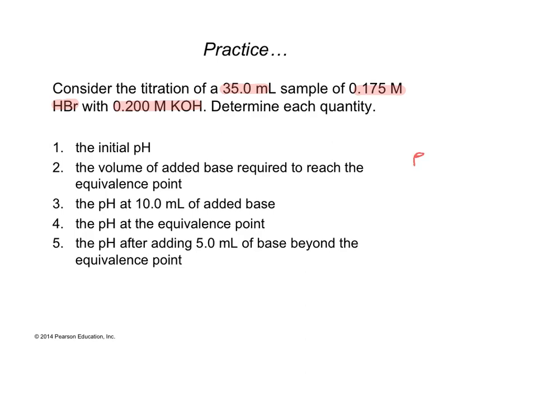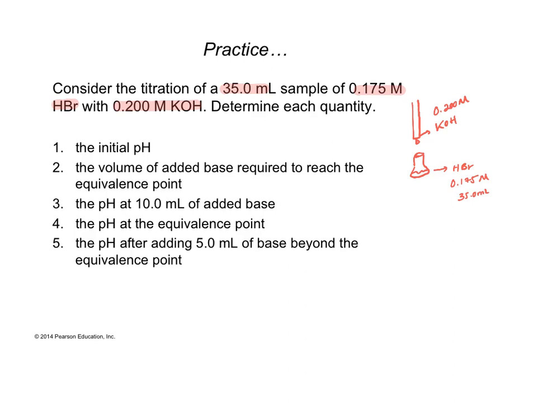So again, if we draw out what this would experimentally look like, the HBr is going to be in our flask. It has a concentration of 0.175 molar and a volume of 35 milliliters. So this is our initial solution. We are going to be titrating it with given volumes of potassium hydroxide that has a concentration of 0.2 molar.